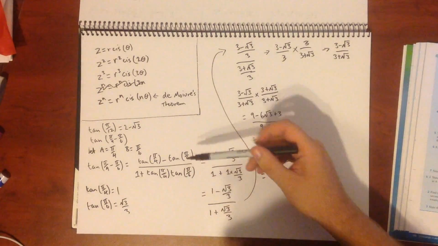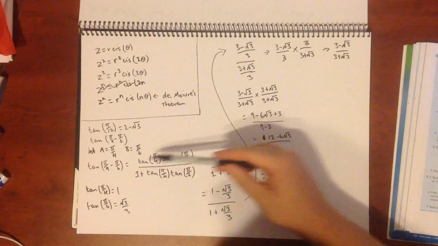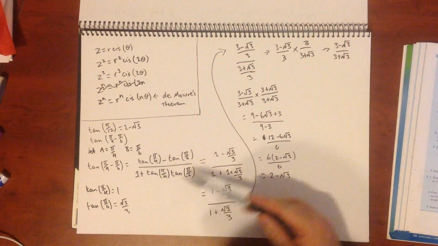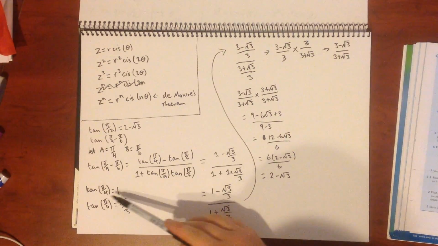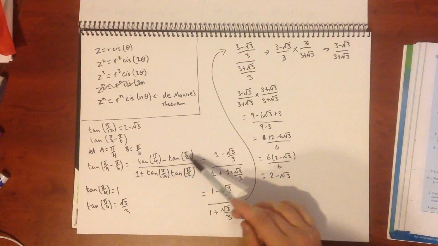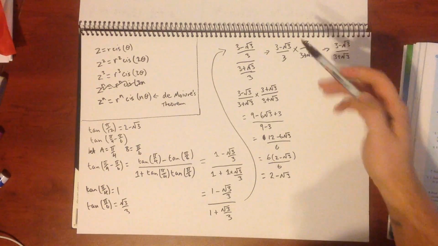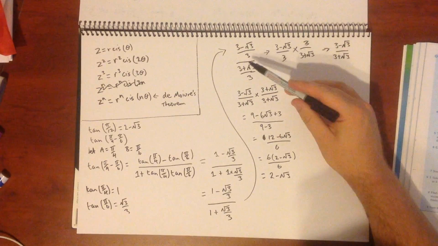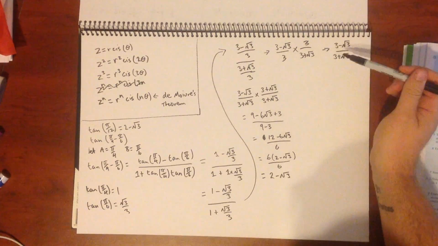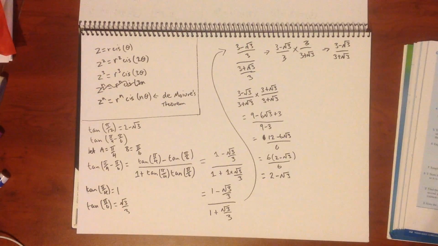So we used our compound angle formula. That's just what we've done here. The compound angle formula gives us that. We know that tan of pi on 4 is 1 and tan of pi on 6 is root 3 on 3. We sub them in, then basically we're using our knowledge of fractions: flip and multiply, rationalize the denominator, and simplify all the way down.